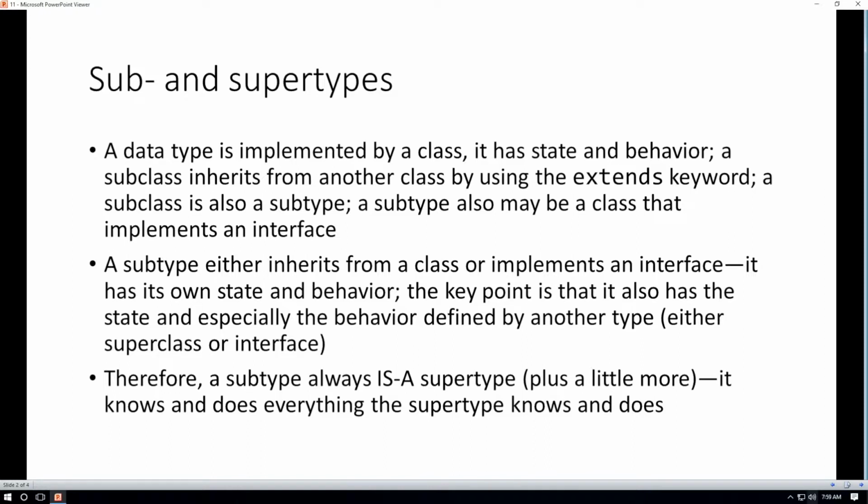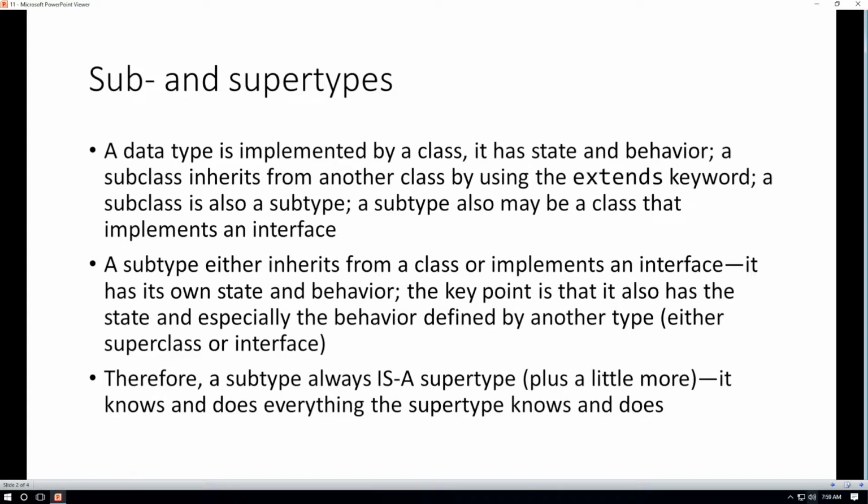A subclass inherits from another class using the extends keyword. The subclass is a subtype. Subtype may also be a class that implements an interface. That class would be a subtype of the interface that it implements. Therefore, a subtype either inherits or implements. It has its own state and behavior.